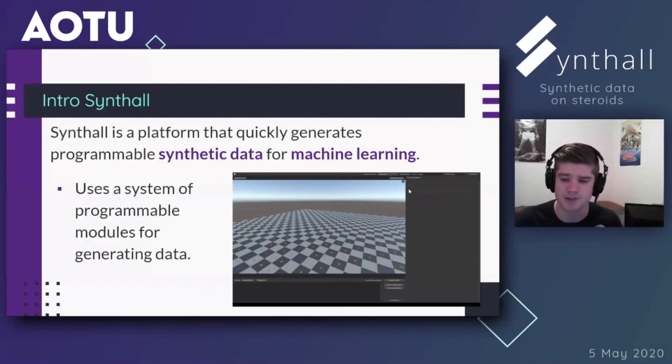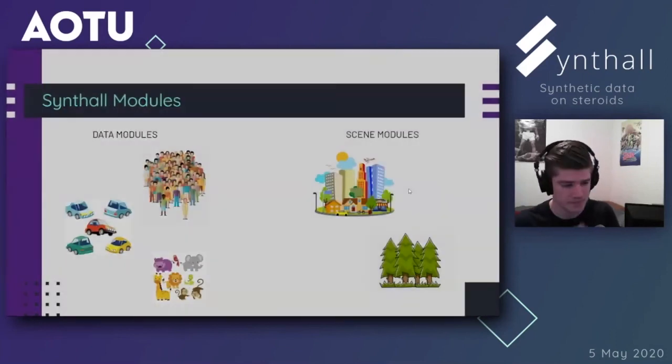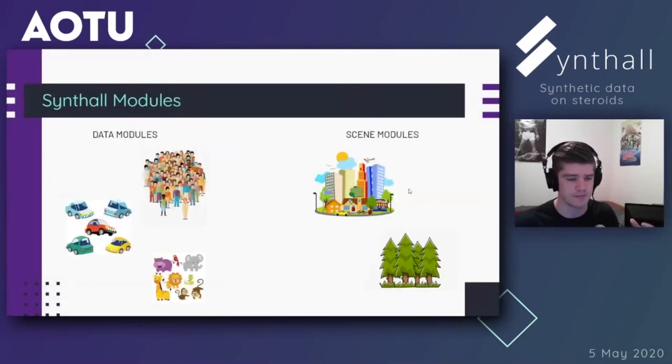Now, what do I mean by modules? Well, we think of modules in two different ways here. We think of different modules as data modules and scene modules. Data modules being the things you want to detect, and scene modules being the environments you want to detect them in. For the data modules, you might want to detect people or cars or animals. For scene modules, you might want to detect a city or a forest or an office or whatever kind of situation you think they'd be in.